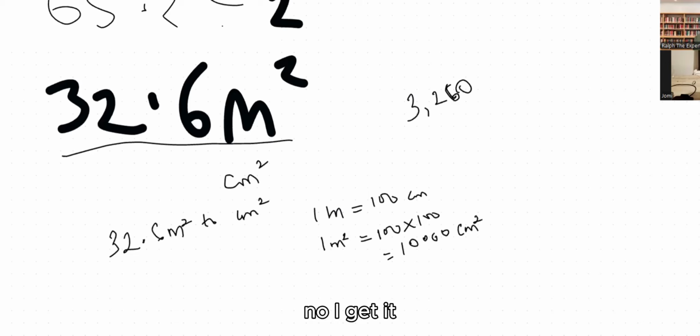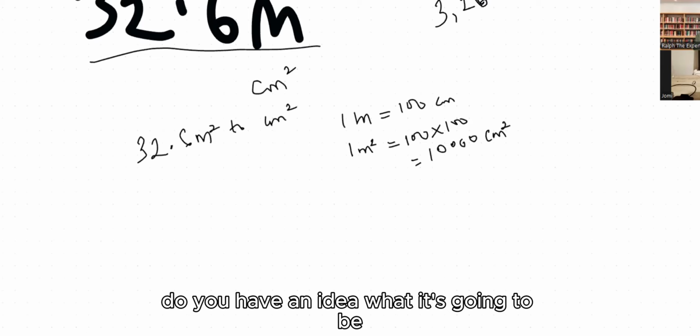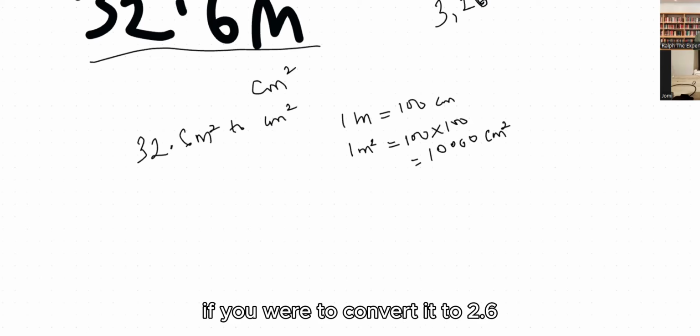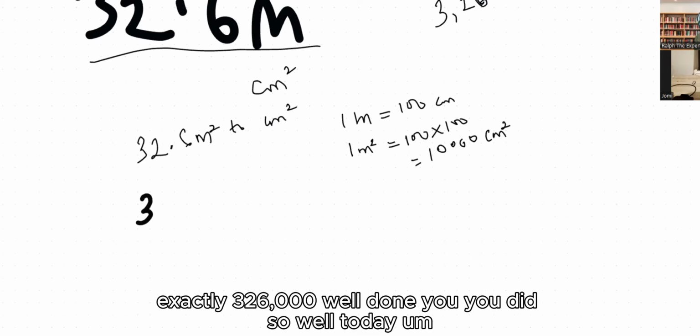No, I get it. Yeah. Okay. So with this now, do you have an idea what it's going to be if you were to convert 32.6? Yeah, it will be 326,000. Yeah. Exactly, 326,000. Well done. You did so well today.